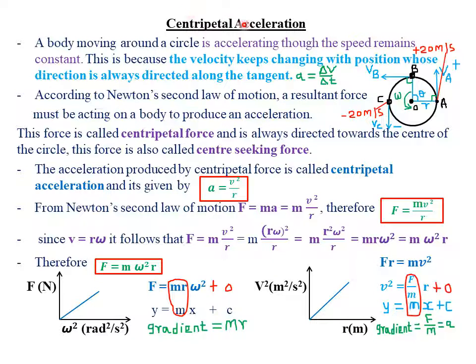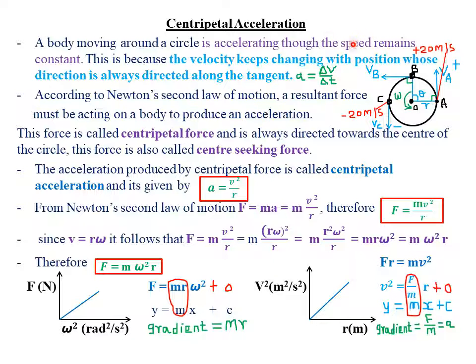So today we're looking at the centripetal acceleration. We are saying that a body moving around a circular path is accelerating though the speed remains constant. This is because the velocity keeps changing with position, whose direction is always directed along the tangent. So you can see the velocity of this particular body is always along the tangent. Remember, a tangent and the radius will always meet at an angle of 90 degrees.